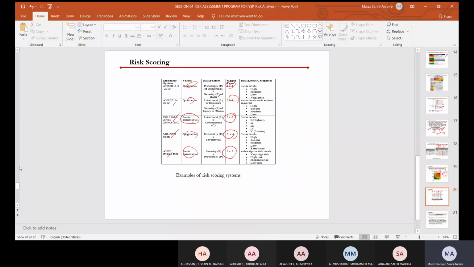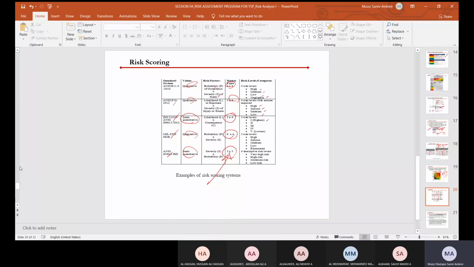I personally prefer to use a 5x5 matrix. And the risk levels and categories, you can see when you have 4 categories, you have high, medium, low, and negligible. High, serious, medium, low.